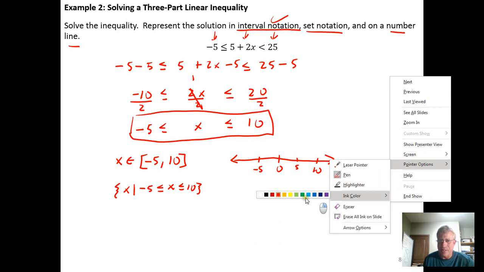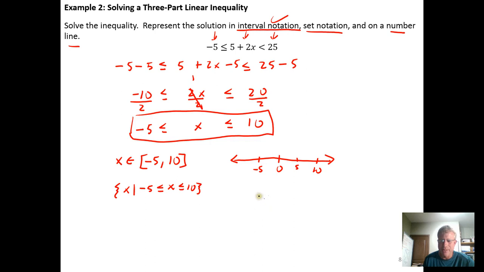There we go. Ink color. Let's change it to a different color. Black. So negative 5 to 10. Here we recognize that we're including the negative 5 because x can be equal to the negative 5. There's the equal to sign, so put a dark point there, filled in, not open, and x can be equal to 10, so we'll put a point there.